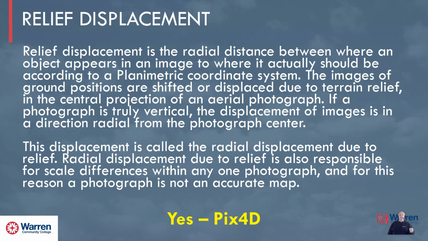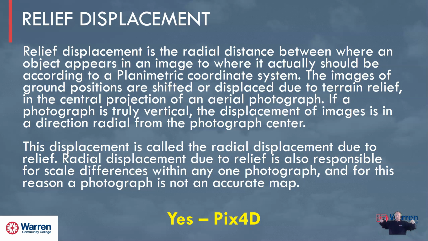The images of ground positions are shifted or displaced due to the terrain relief in the central projection of an aerial photograph. If a photograph is truly vertical, the displacement of images is in a direction radial from the photograph center. So the displacement emerges as we move out from the center of the picture. It's called radial displacement due to relief. The radial displacement due to relief is also responsible for scale differences within any one photograph, and for this reason, a photograph is not an accurate map.